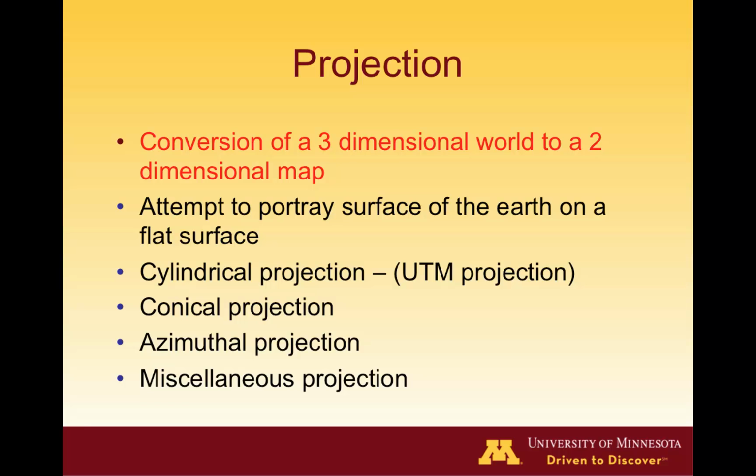Projection is conversion of a three-dimensional world to a two-dimensional map. It attempts to portray the surface of the Earth on a flat surface, which is known as the map that we use every day. And there are many projection methods, and we will introduce the main ones, such as cylindrical projection, which is used for UTM, and conical projection, and azimuthal projection, and all other projections.